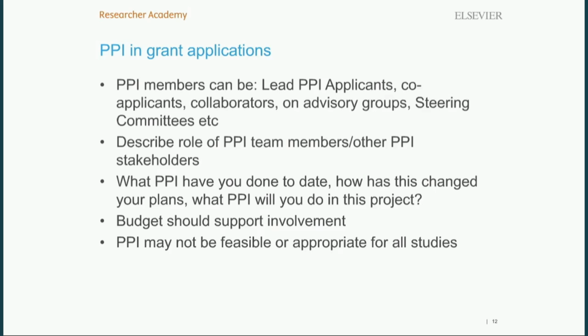In your grant applications, it's very important that you clearly describe what the role of each PPI team member is, to show that you've really thought about this, and then also for the actual PPI team member to be very clear on what their role is. That up front is very important. You may be asked what PPI you've done to date and how this has changed how you plan your research, and then you could be asked about what PPI you will do for this project.